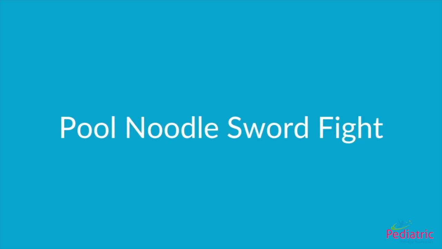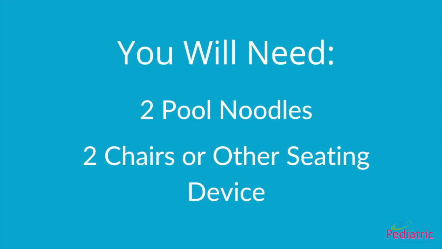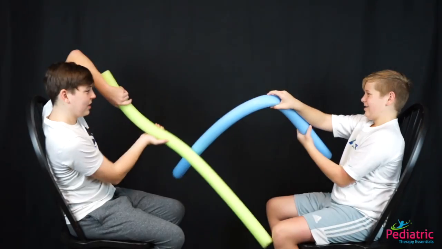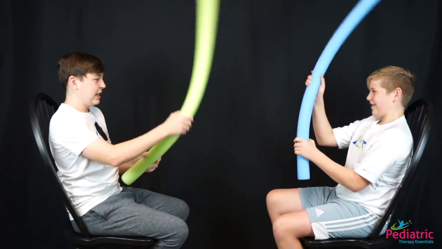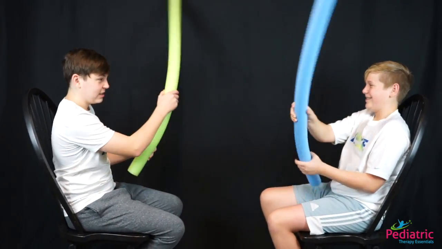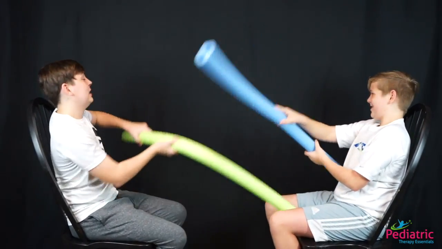The first activity is a pool noodle sword fight, which is one of my students' favorites. For this activity, you will need 2 pool noodles, cut to whatever size works best, and 2 chairs or other seating devices. The object of this activity is to hit your opponent's pool noodle with your own. The further from the middle your body leans to hit your opponent's noodle, the harder the game is.